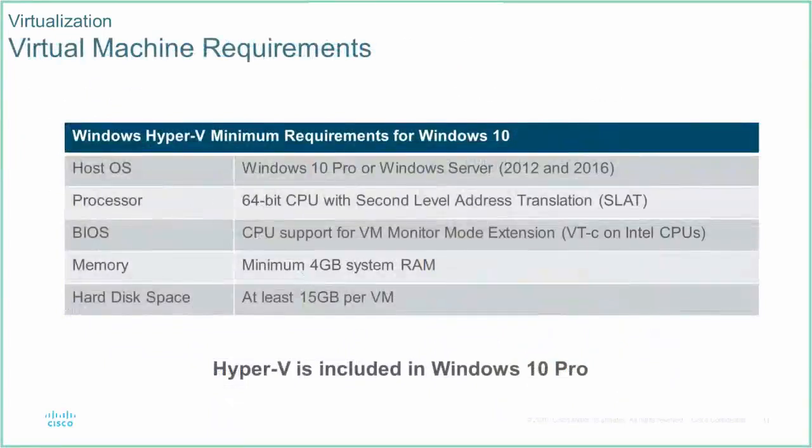So what do you need? Well, you need a host operating system. You need a processor, preferably with 64-bit, second level address translation. It's got to support virtualization in the BIOS. Memory, minimum 4 gig, but it's recommended that, like any machine, the more RAM you have, the better the performance. And hard drive space, minimum 15 gig per virtual machine.